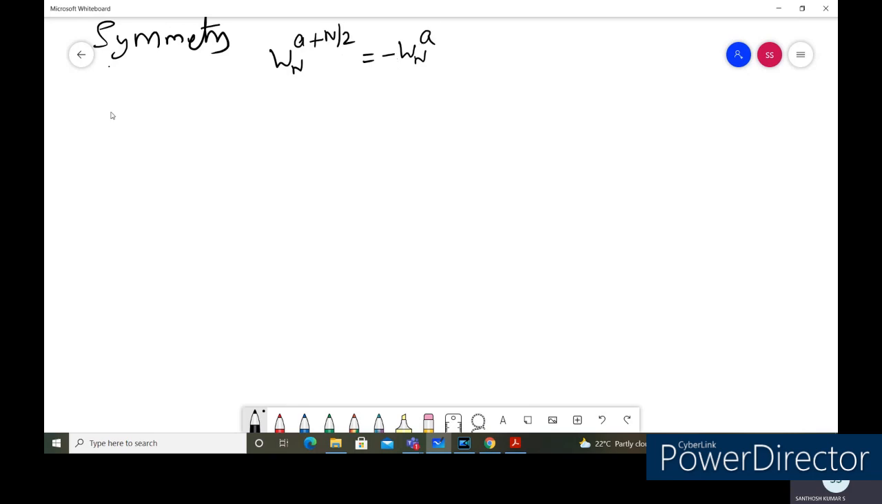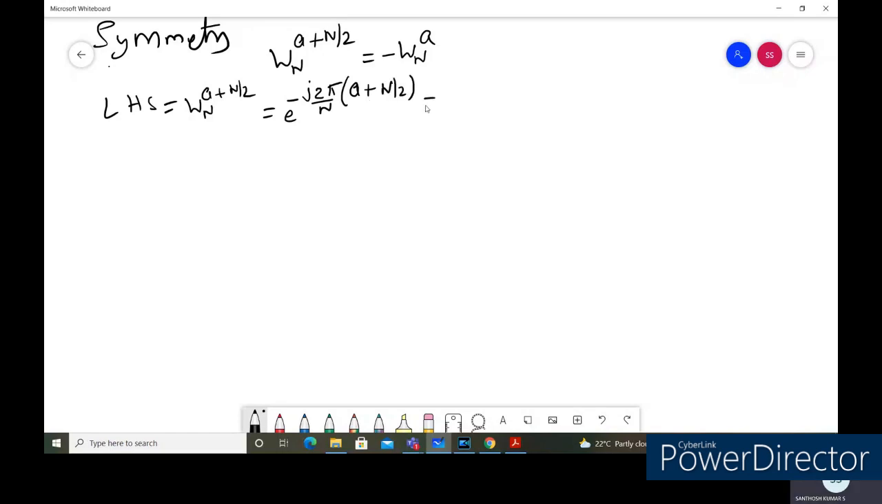In order to prove this, let us consider the LHS part: omega N to the power of a plus N by 2. I'm going to convert it in terms of exponential functions. So it is expressed as e to the power of minus j 2 pi divided by N, which is for the Twiddle factor, and the remaining quantity is a plus N by 2.